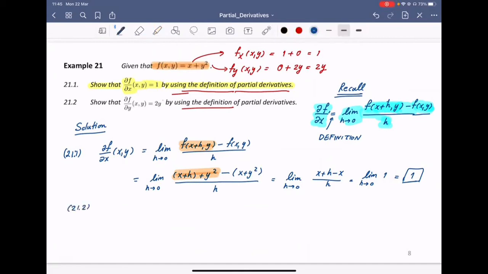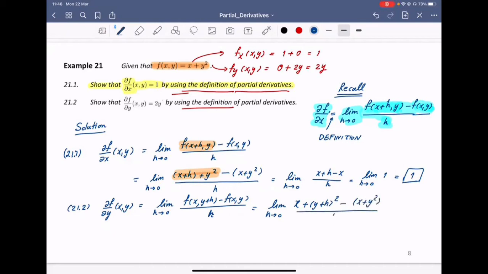So let's do one more, 21.2. If I want to do it with respect to y, you're going to do the limit. When you do it with respect to y, x is fixed, but y just goes to y plus h. So that will be the limit of (x plus y plus h) squared, and then minus (x plus y) squared, over h. This is just plugging in the formula of f(x, y). Then you can see that x cancels out. What do we have left? You have to compute a little bit. So you have (y plus h) squared minus y squared, over h.